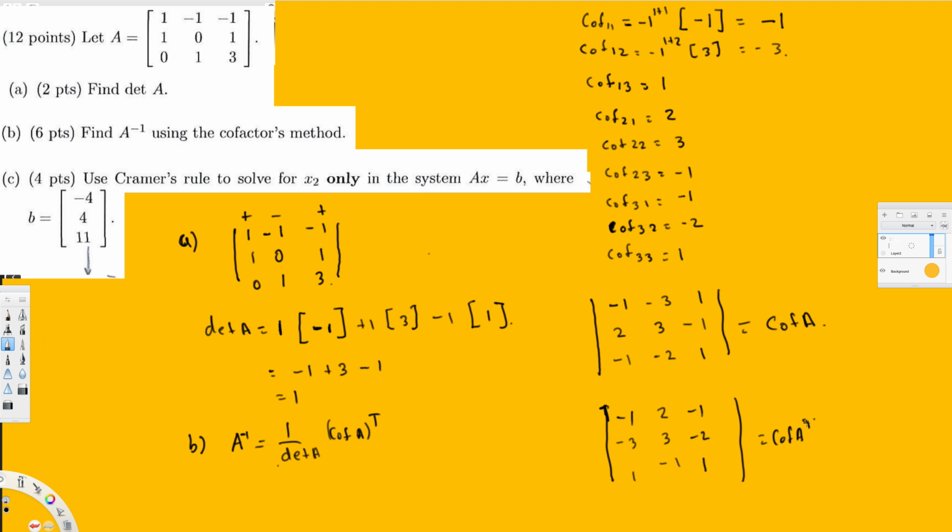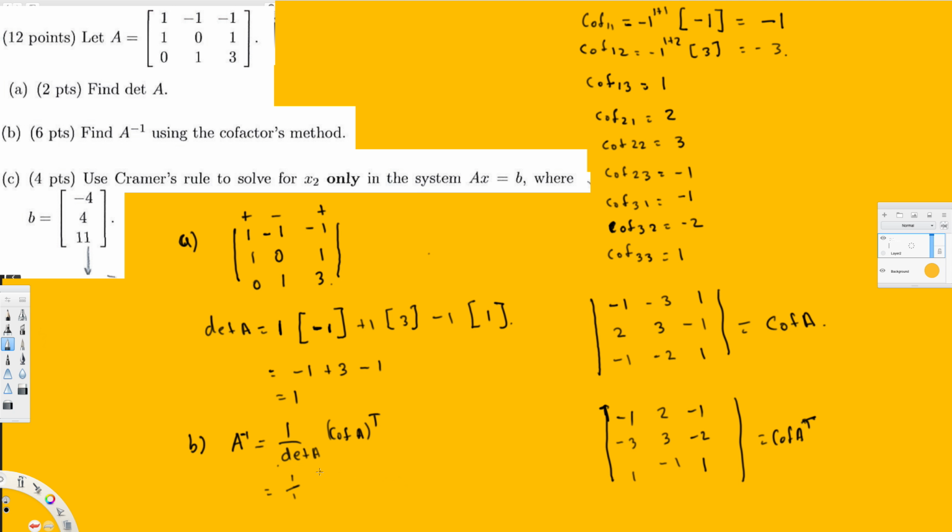Now we have found the cofactor A transpose, and we found the determinant is equal to 1. So this is 1 over 1, which is basically nothing, it's just going to be 1, right? Therefore, cofactor A transpose is going to be equal to A inverse.